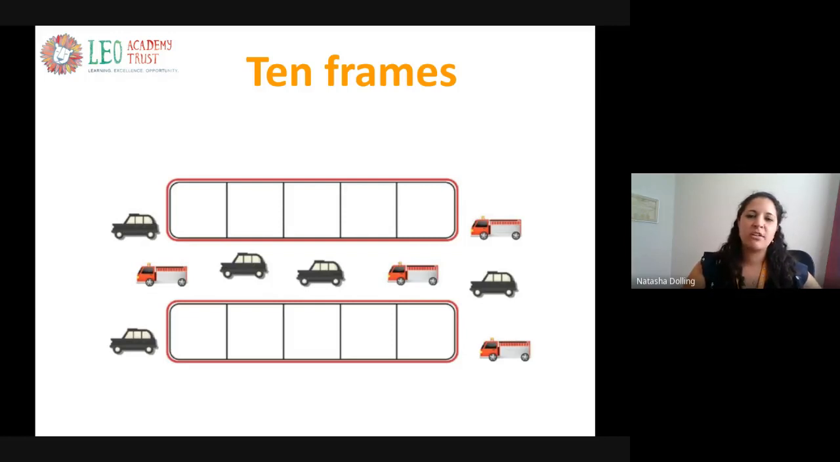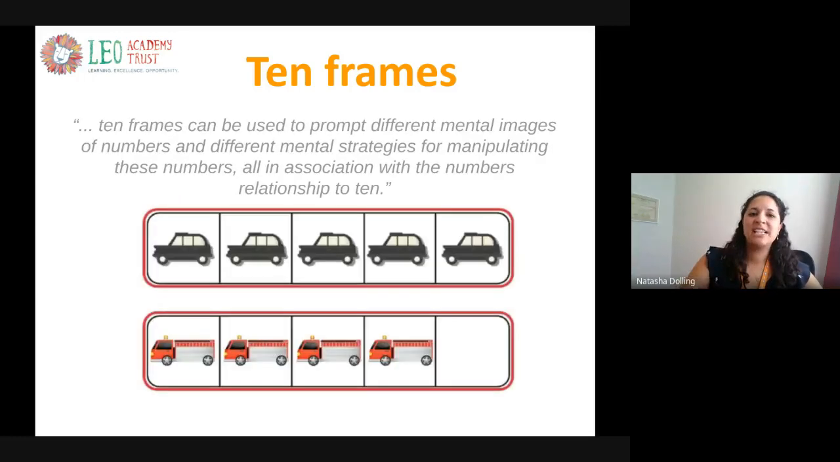And if I ask a child, how many vehicles do we have? Can you put them into a tens frame? Well, what the tens frame does is it reveals the structure of that number. Tens frames can be used to prompt different mental images of numbers and different mental strategies for manipulating those numbers, all in association with the number's relationship to 10.